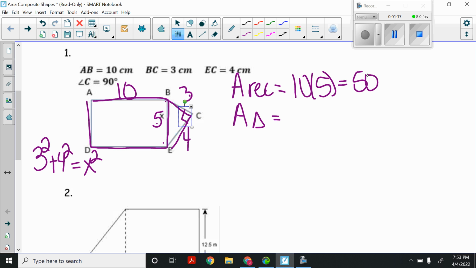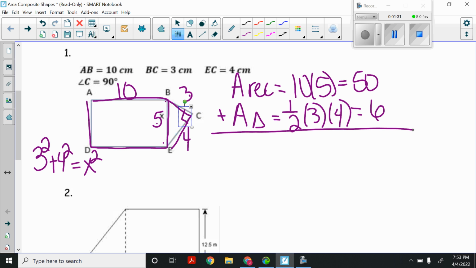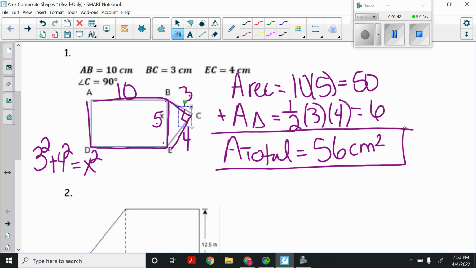Area of the triangle, it's a right triangle, so it's 1/2 the base and the height. Remember, base and height have to be perpendicular. So 1/2, 3 times 4. So 4 times 3 is 12. Half of 12 is 6. So now add those two together, and the total area, 50 plus 6 is 56. My units were centimeters, so square centimeters. That's the first one.